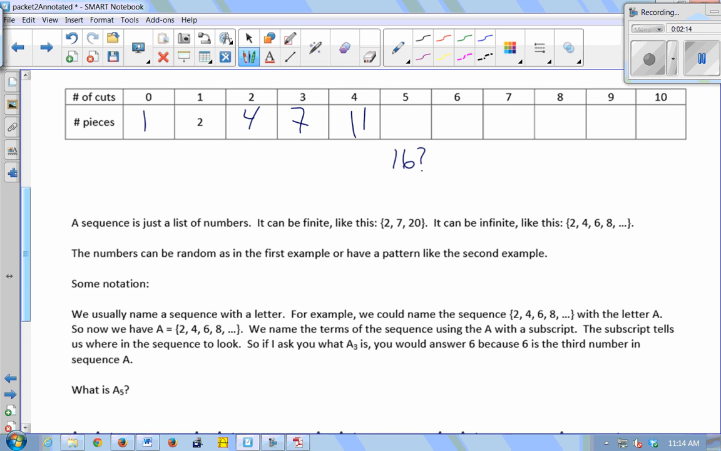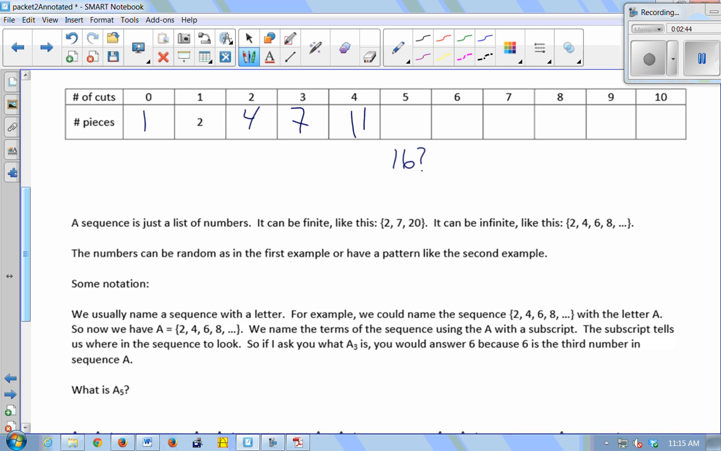So a sequence is just a list of numbers. It can be finite, like 2, 7, 20. That's a list of numbers. Or it can be infinite, like 2, 4, 6, 8, 10, 12, 14, 16, etc. The numbers can be random, like in the first example, no pattern at all, 2, 7, 20, right? Or they can have a pattern, like in the second example where each number is an even, right? That's the list of all even numbers.